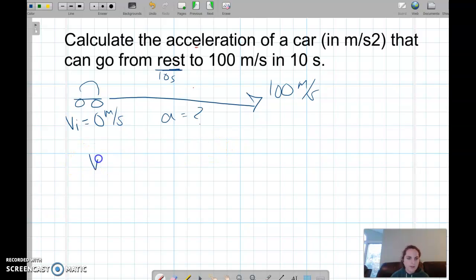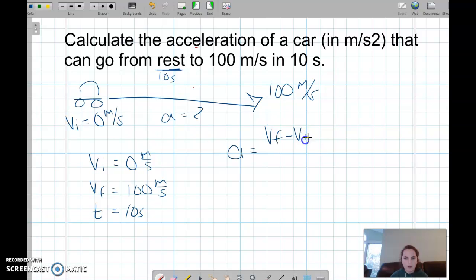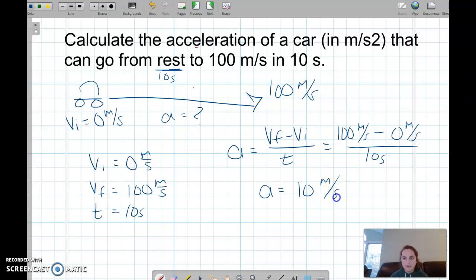Rest indicates to us that our initial velocity is 0 meters per second. All right, so let's write down what we have. We have an initial velocity of 0 meters per second, a final velocity of 100 meters per second, and a time of 10 seconds. Now we write down our equation for acceleration, which is the change in velocity over time, or VF minus VI all over time. So 100 meters per second minus 0 meters per second, all divided by 10 seconds, and we get an acceleration of 10 meters per second squared.